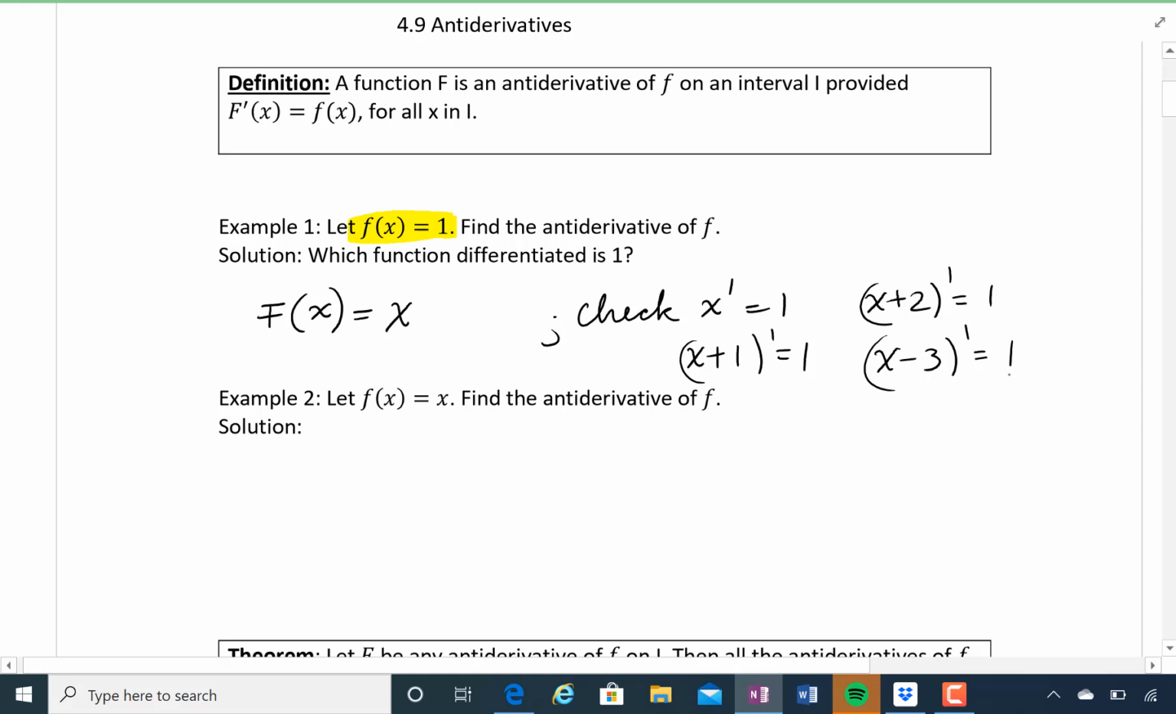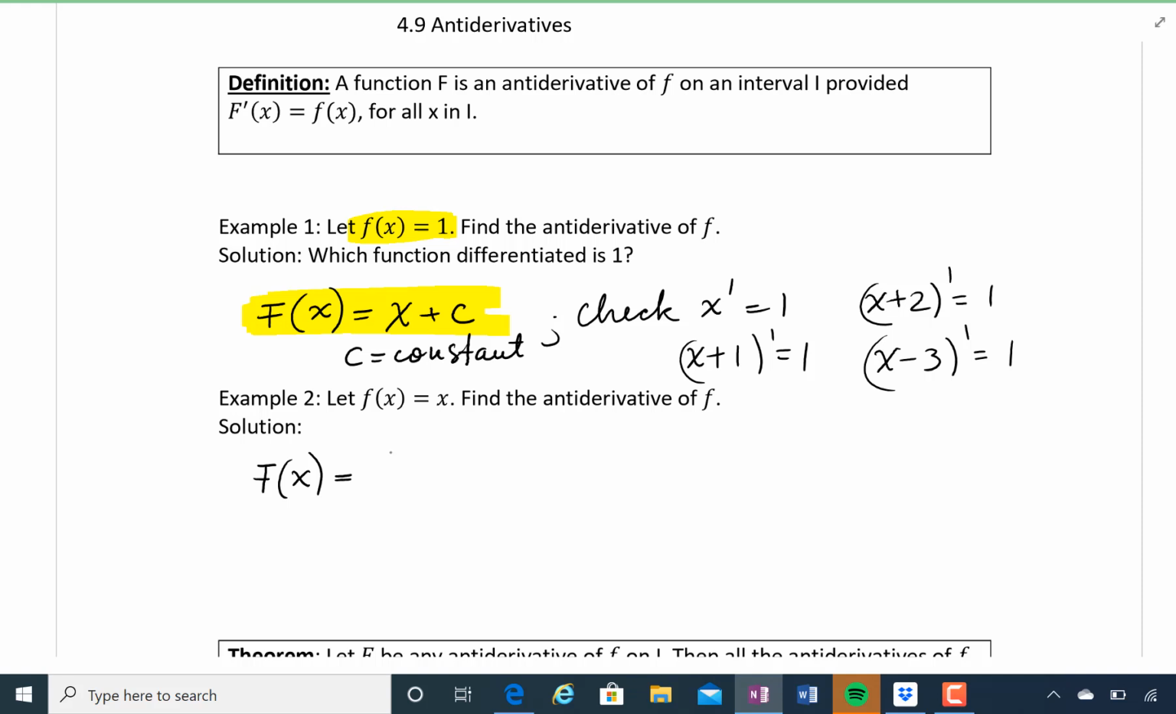It means F of x is x plus c, where c is a constant. So to find the antiderivative of f, we found it. The antiderivative of 1 is x plus c, because x plus a constant prime gives us 1. How about the second one? Let f of x equal x. Find F of x. So again, the question is, what function differentiated is x?